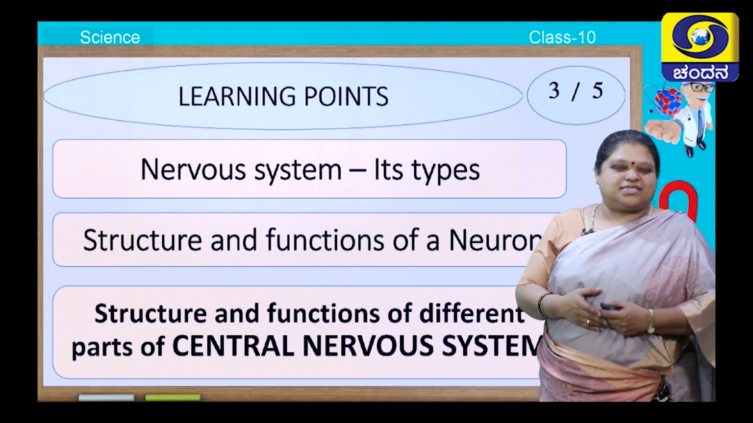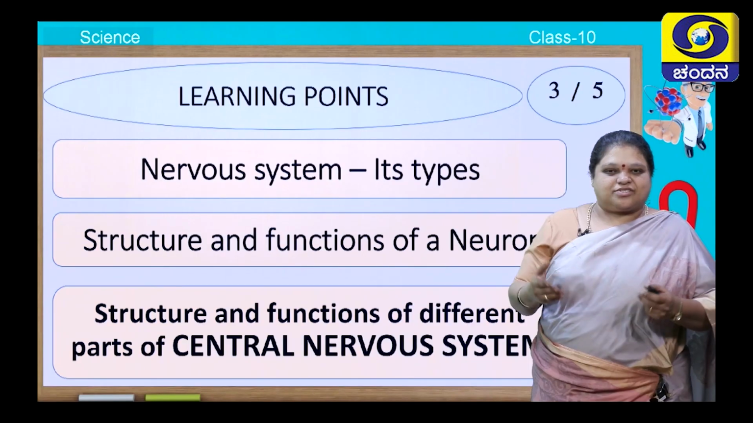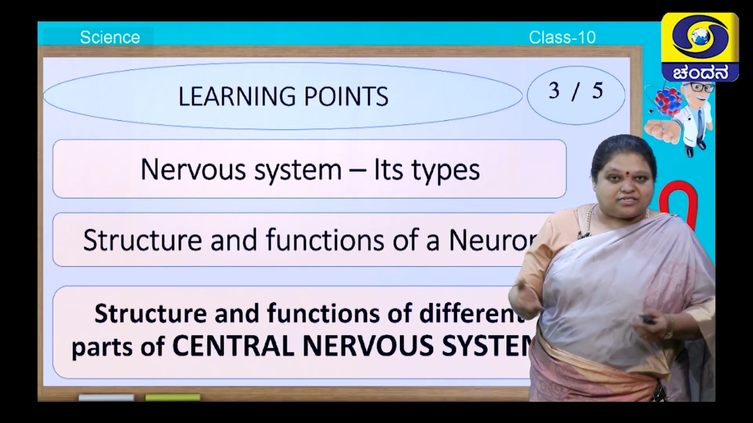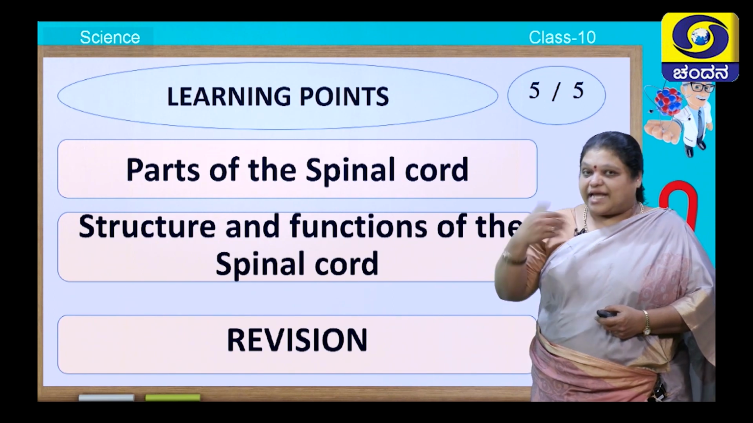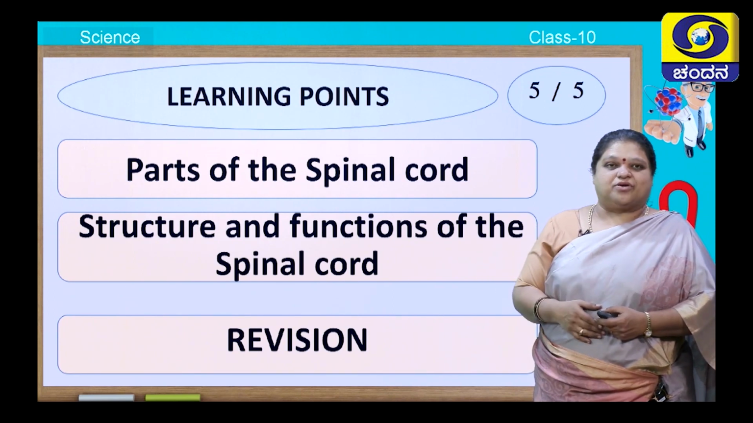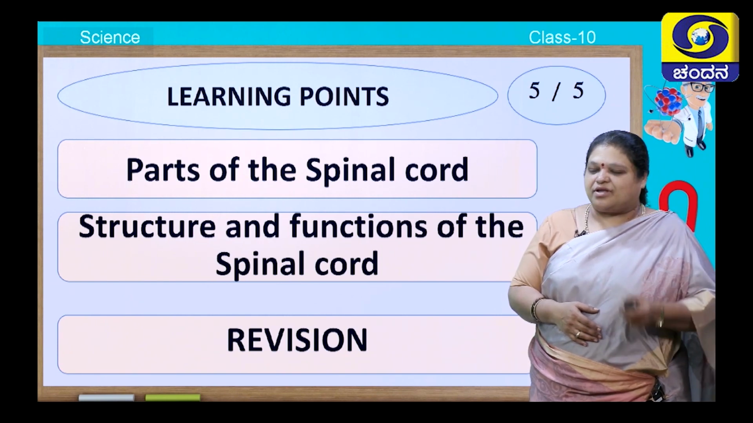In the third session we studied about nervous system, its types, structure and functions of a neuron, and also structure and functions of different parts of central nervous system. And in the next session we will be studying about parts of a spinal cord, structure and function of spinal cord, and most important of all, revision.